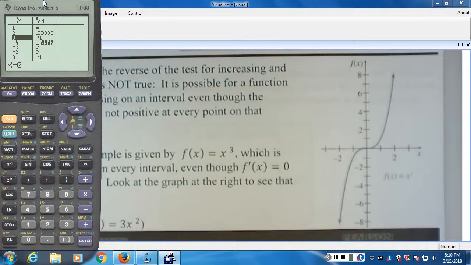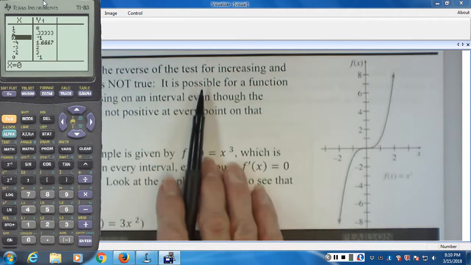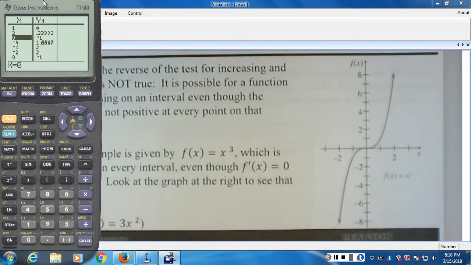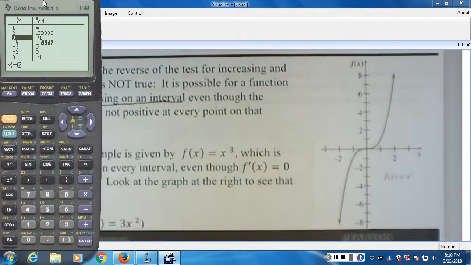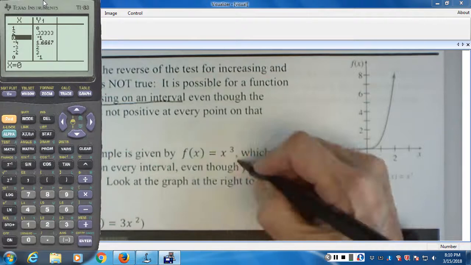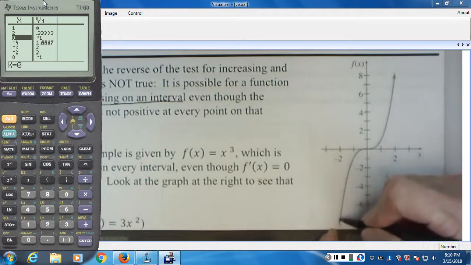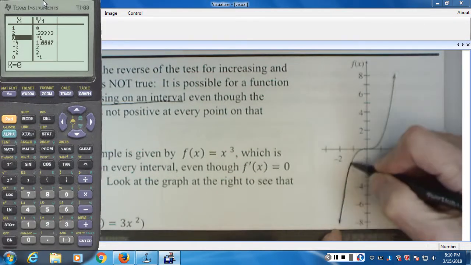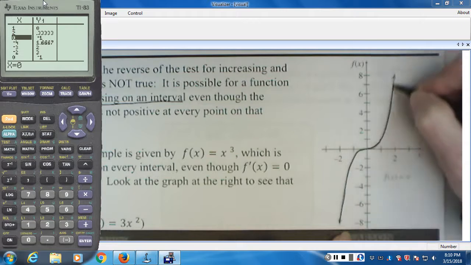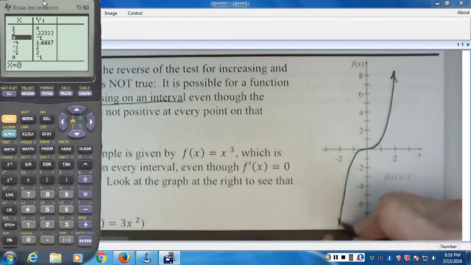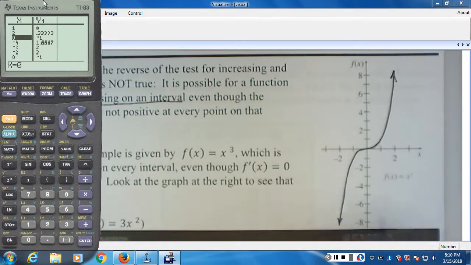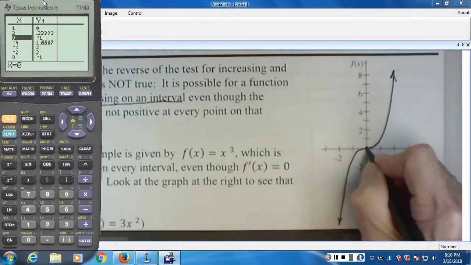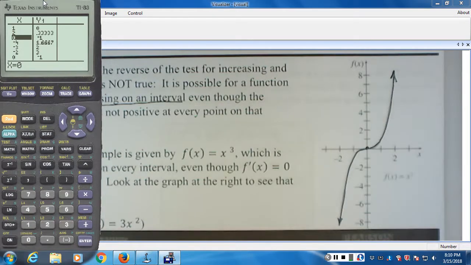Now, the reverse for the test of increasing and decreasing is not true. This is just another caution. It's possible for a function to be increasing on an interval even though the derivative is not positive at every point on that interval. For example, if you look at this function, f of x equals x cubed, this function is constantly increasing even though at this point the value of the function and its derivative is equal to 0.